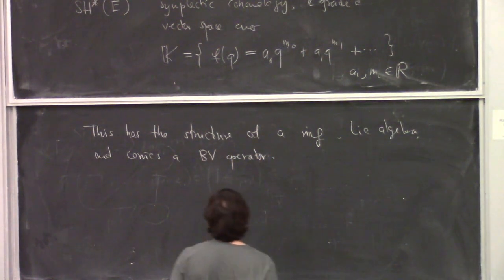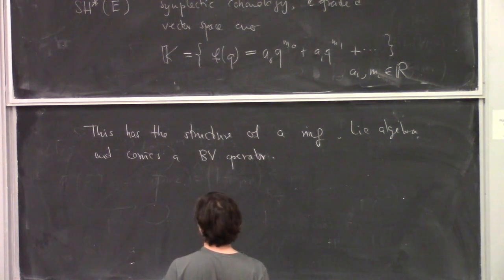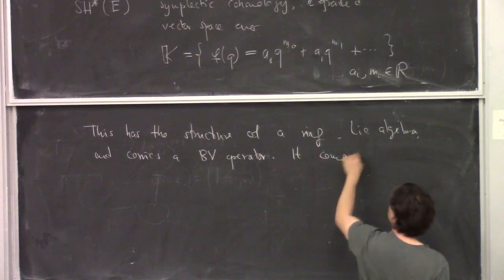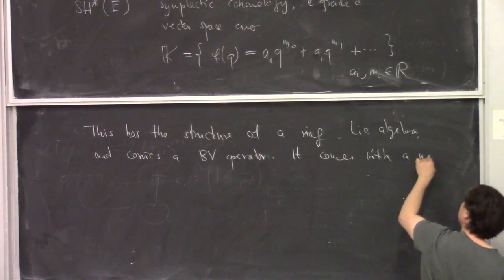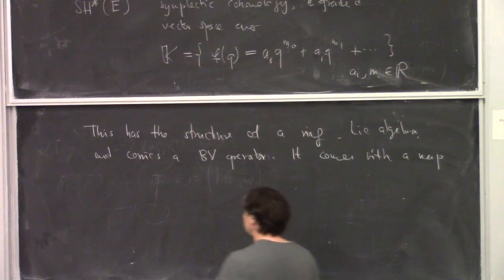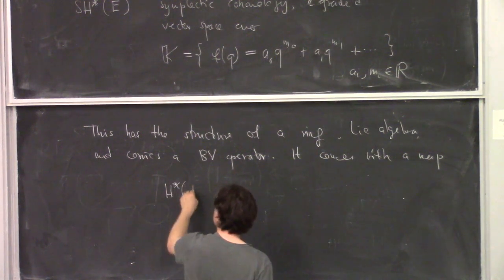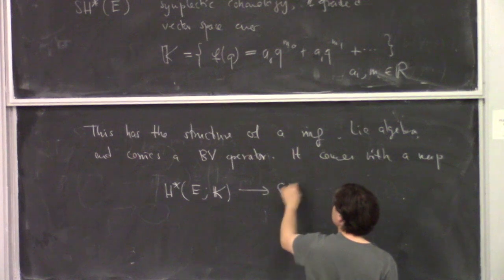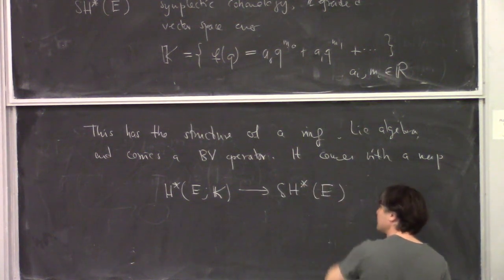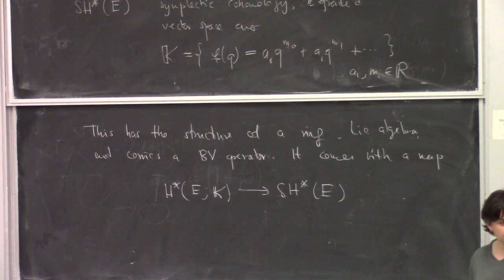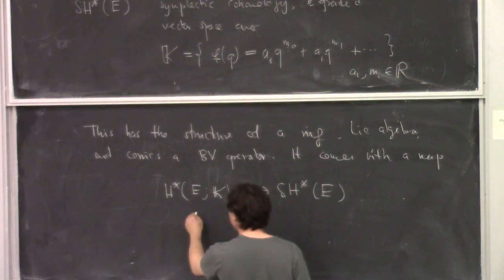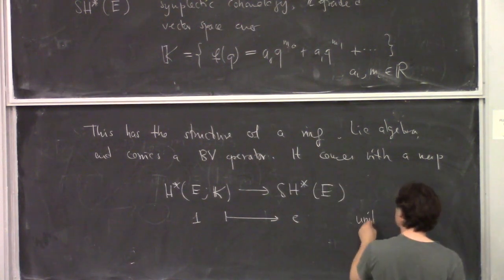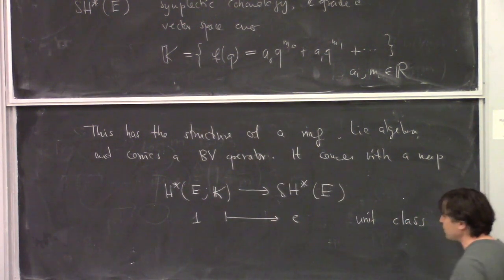Okay, it has a lot of structure. So it comes with a map, say for topologies, from the ordinary cohomology to this. So-called acceleration. And in particular, we have the identity here, 1, and it goes into something E, which is, in fact, the unit for the product structure.